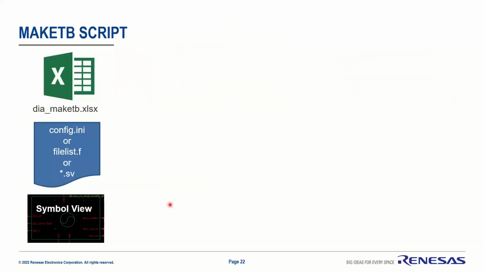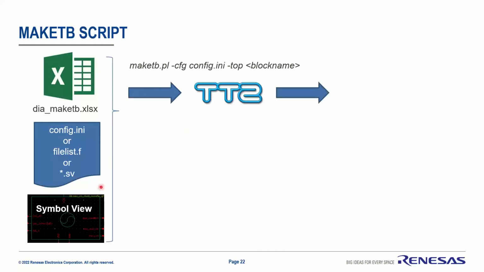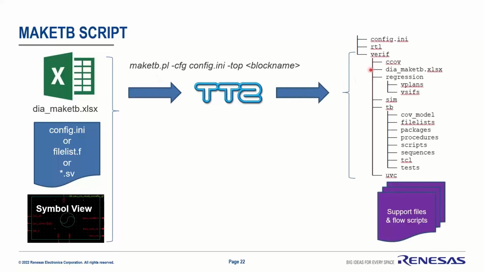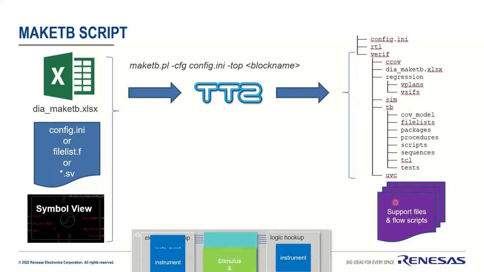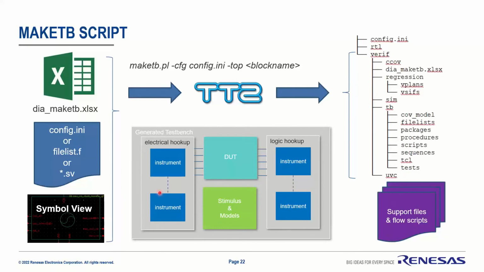So the make Testbench script, which is the crux of this, basically can take in multiple different inputs. It takes in a file list, a .v file, or internally we've got a configuration file. It can take a symbol view. From that, it generates an Excel file with the data. We call make Testbench with that. This basically creates our directory structures and all the files, and it goes and generates the test bench.